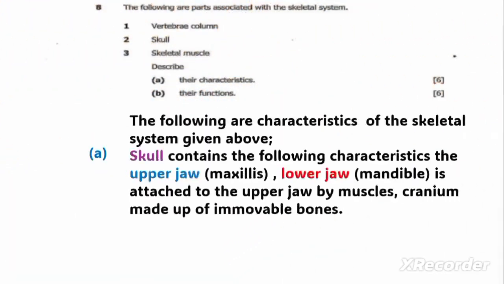Therefore, we are going to say the skull contains the following characteristics: the upper jaw, maxilla; the lower jaw, mandible, is attached to the upper jaw by muscles; and the cranium is made up of immovable bones. These are some of the characteristics of the skull.